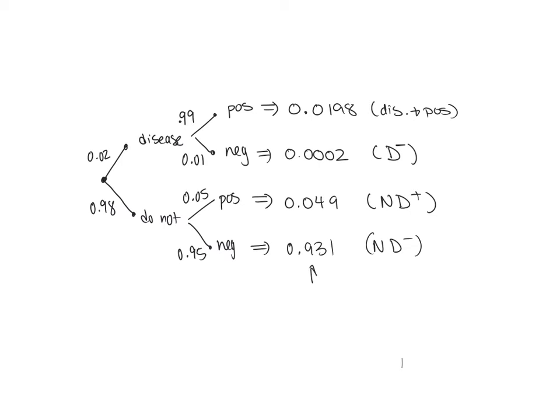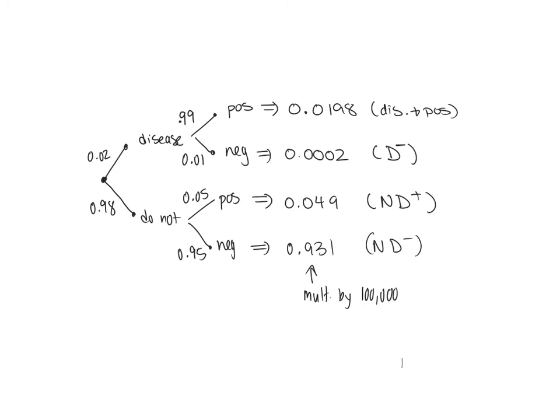If you were to take these numbers and multiply by 100,000, you get those numbers in your table. 0.931 times 100,000 is 93,100. So they are related to each other.